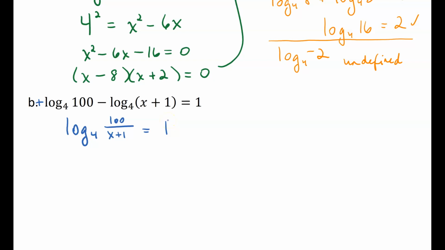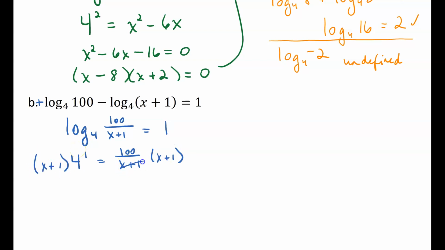All right, so now that I have a single log, I can apply the exponential form. So this becomes 4 to the first power is equal to 100 over x plus 1. And is this a nice simple equation we can solve? Yeah. All right, so I can multiply both sides by x plus 1.